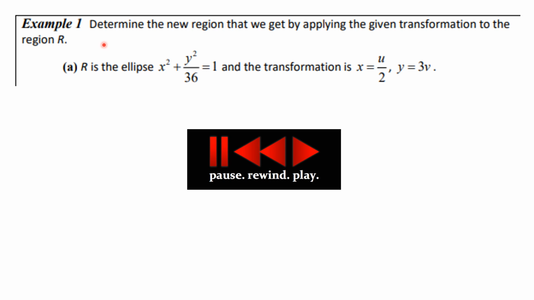Determine the new region that we get by applying the given transformation to the region R. So R is the ellipse x squared plus y squared over 36 equals 1. And the transformation is x equals u over 2, y equals 3v. You know what to do. Let's see how you did.